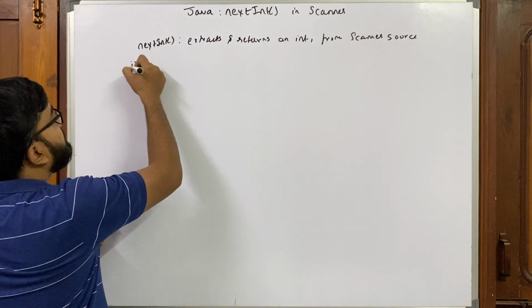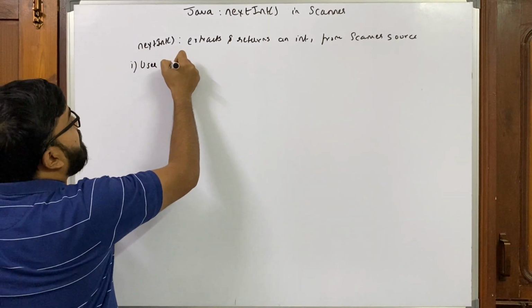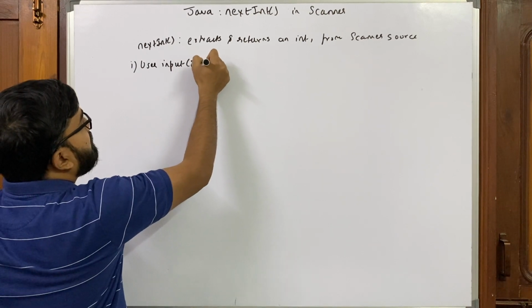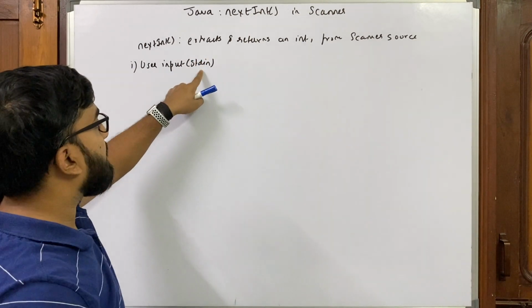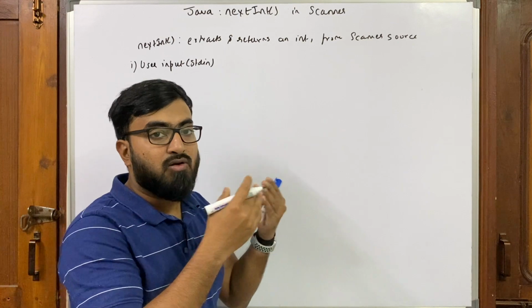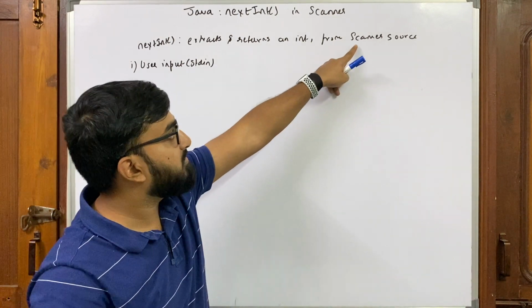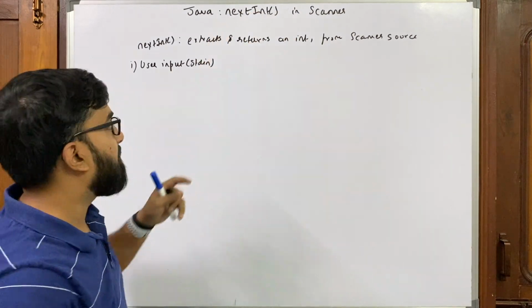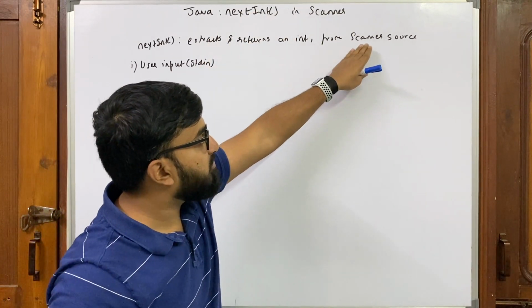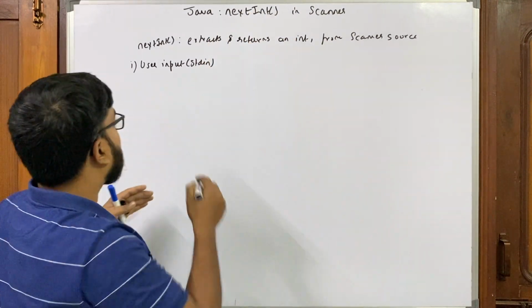The first one is user input, which is basically your standard input. This stdin, this standard input, is basically the console or terminal from where you type input. That input goes through this Scanner object and then it is read into the program. So you can use a Scanner object to read from standard input.